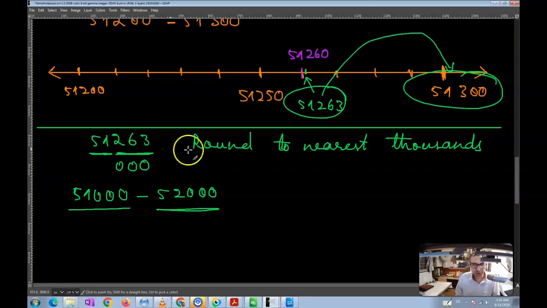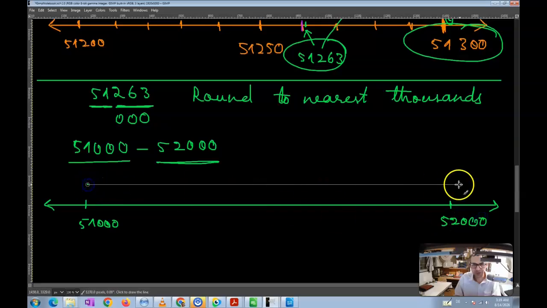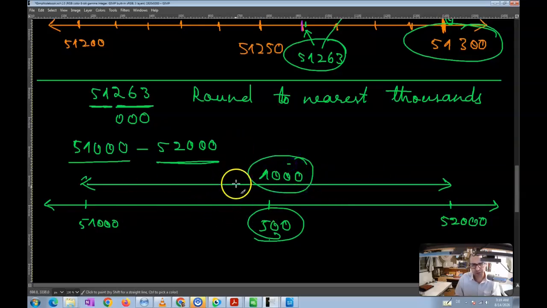Or essentially over here I have only 263. So if I have a number line over here, this is 51,000, and over here is 52,000, and the difference between these two numbers is 1,000, then right between the two numbers the difference is 500. So you have a 500 over here, a 500 over here. 500 plus 500 makes 1,000, right?